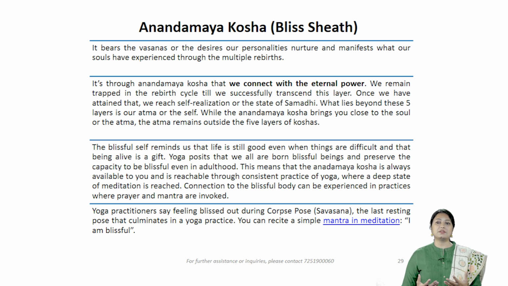We remain trapped in the rebirth cycle till we successfully transcend this layer. Once we have attained that, we reach self-realization or the state of samadhi, which is the ultimate goal of yoga. What lies beyond these 5 layers is our Atma or the self. While the Anandamaya Kosh brings you close to the Atma or the soul, the Atma remains outside the 5 layers of the Koshas. The blissful self reminds us that our life is still good even when there are things that are difficult, and that being alive is a gift.